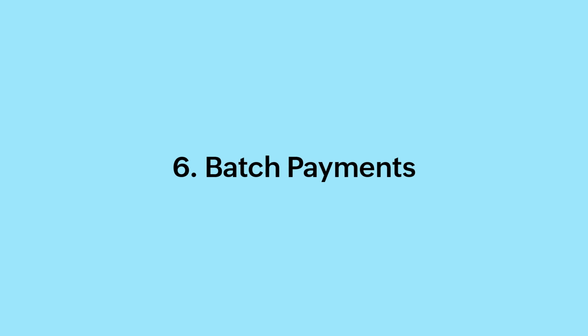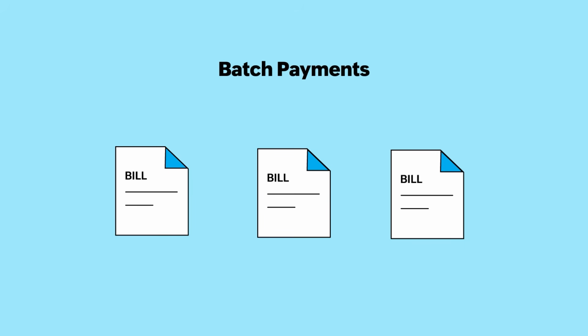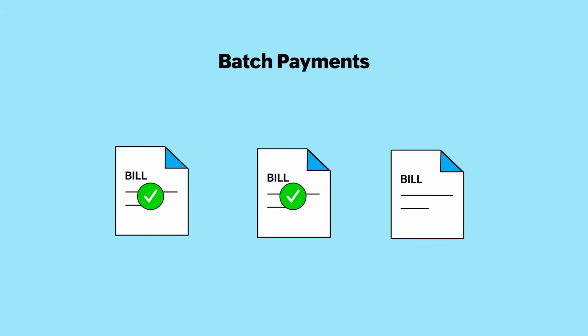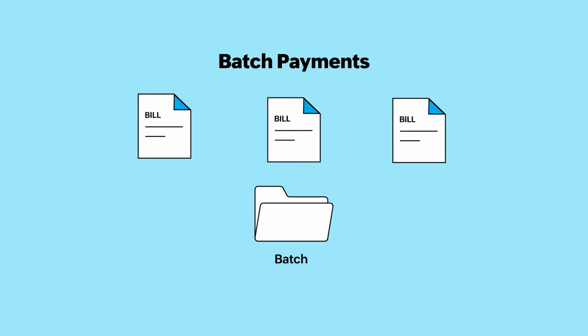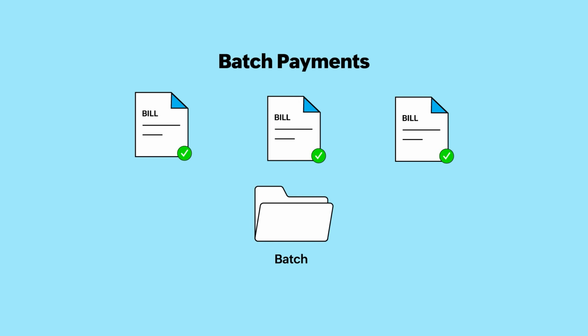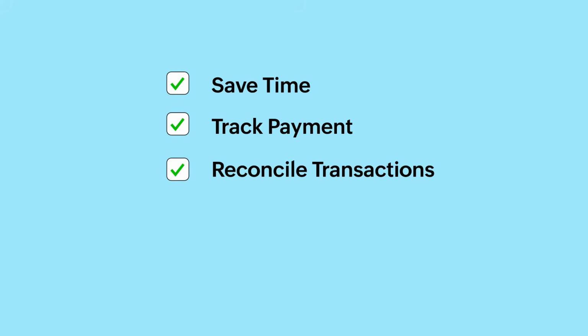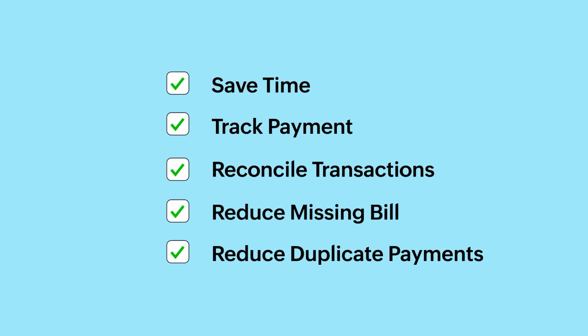In Zoho Books, after you make payments to your vendors, you can record them manually. Using the batch payments feature, instead of recording payments for each bill one by one, you can record them for bills of multiple vendors at once. This not only saves time, but also helps you track all payments under a single batch, making it easier to reconcile transactions later and reducing the chances of missing a bill or making duplicate payments.